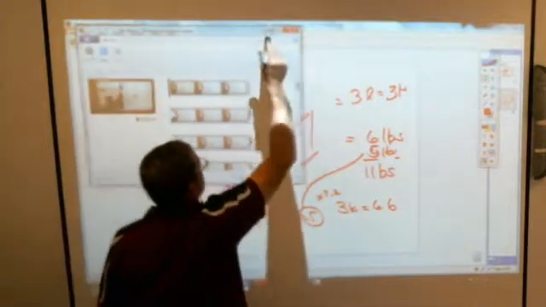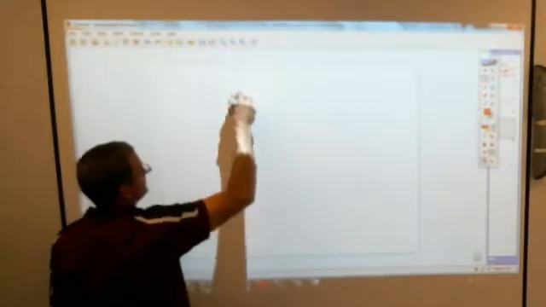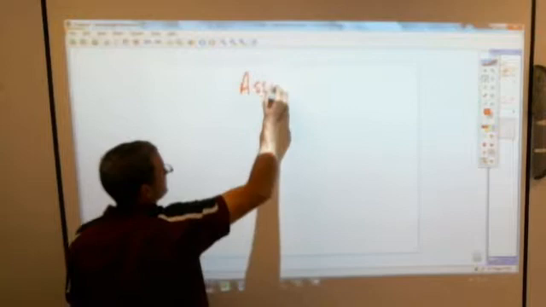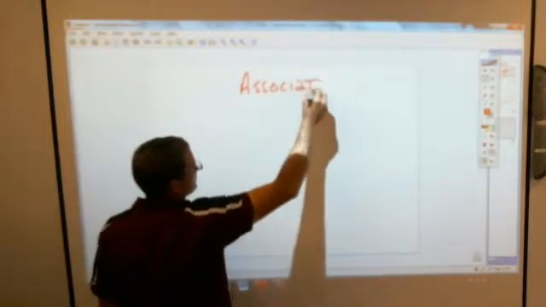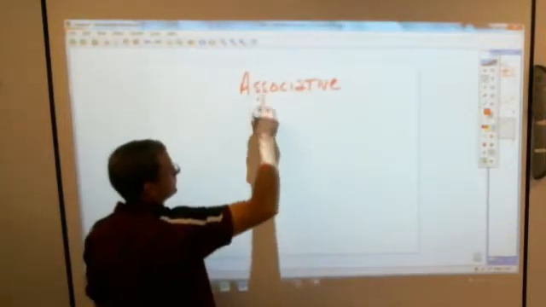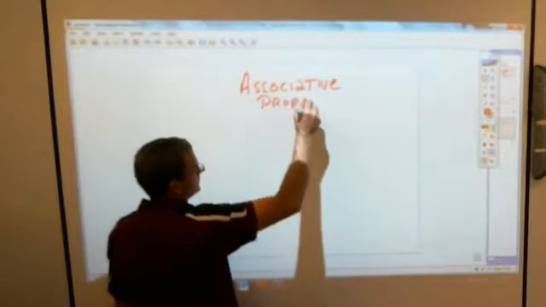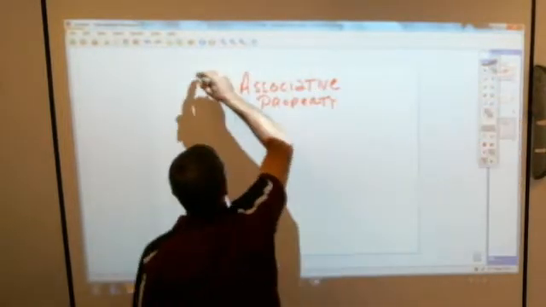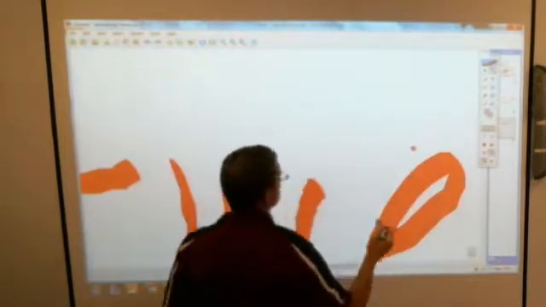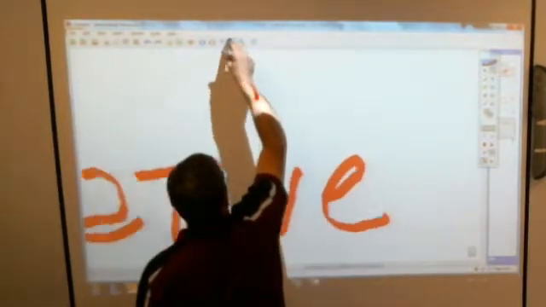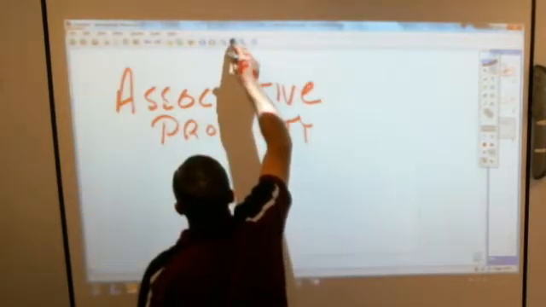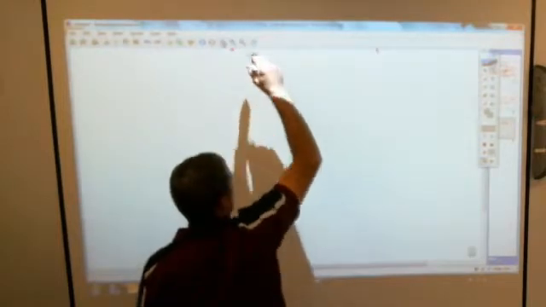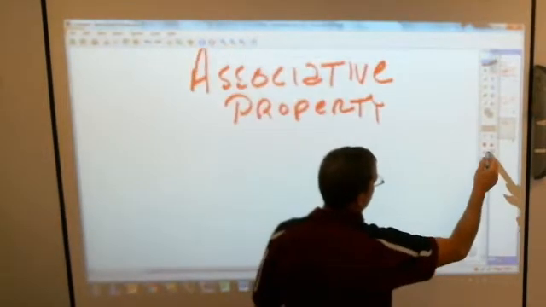What is the associative property? The associative property.